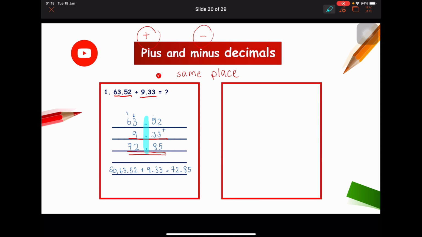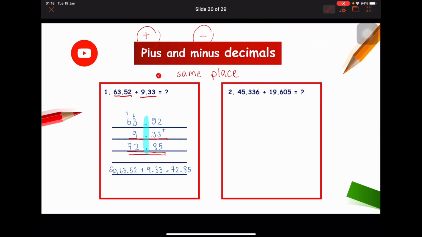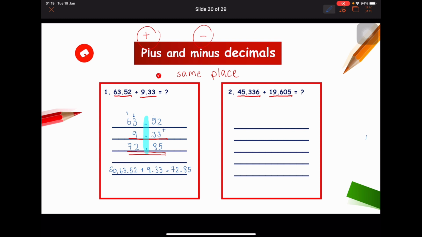Example. Question number 2. Everybody read together question number 2. Come on. 45.336. Quickly. 19.605. Well done. Do together. You have 45.336 and plus with 19.605. Good. Okay. Sorry, I don't have a ruler.